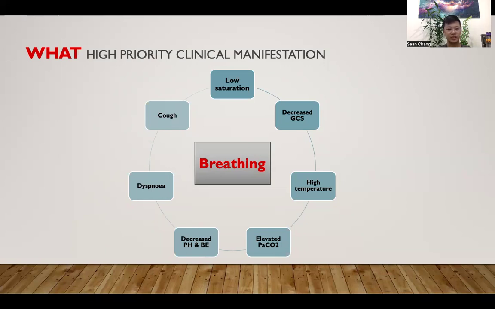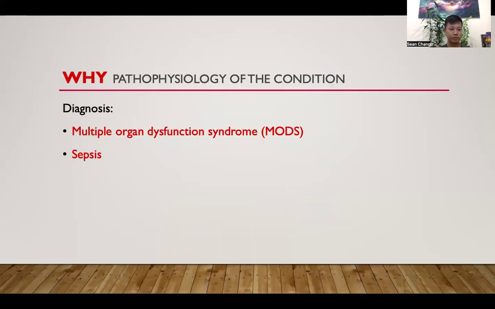After an initial investigation, the patient is diagnosed with multiple organ failure, which is also known as multiple organ dysfunction syndrome, MODS, and sepsis. Sepsis is defined as abnormal response to infection that induces life-threatening organ dysfunction, whereas MODS is defined as simultaneous dysfunction of multiple organs. Moreover, sepsis is most related to the development of MODS.